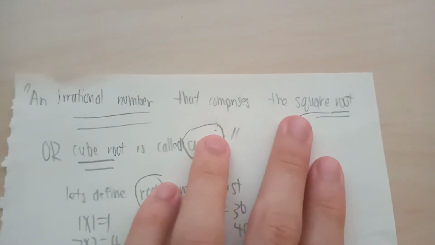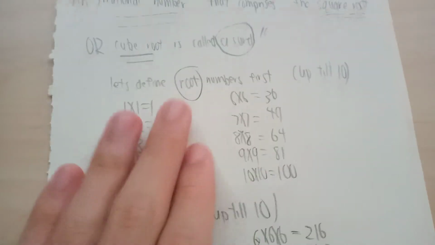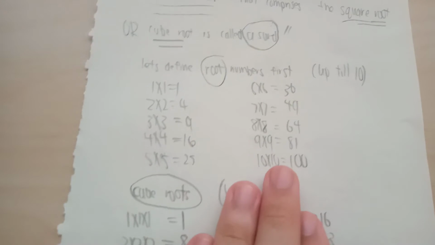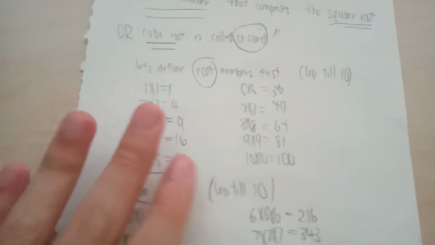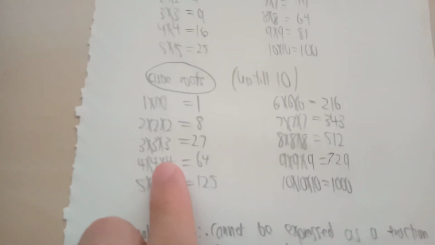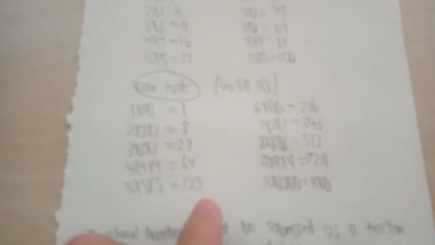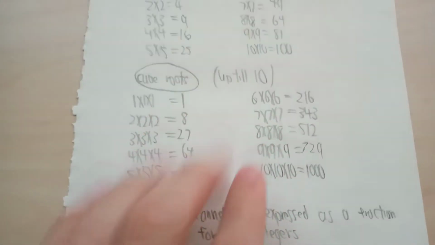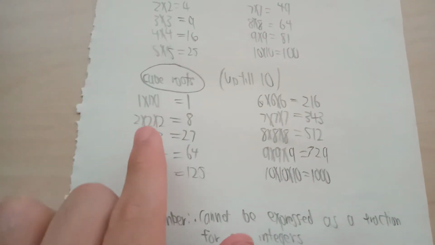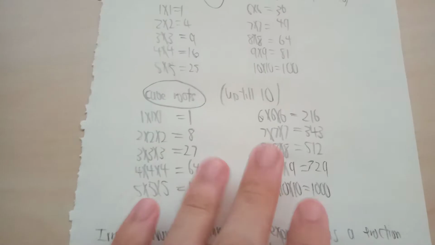Okay, so second part, we're going to define what is square root and cube root. So what is square root? 1 times 1, 2 times 2, 3 times 3, and so on and so forth. Basically two numbers that multiply together side by side twice. And for cube roots, this is what happens when you multiply the number 3 times side by side. So it's 1 times 1 times 1, 2 times 2 times 2. Okay, so basically we already have defined the meaning of it.